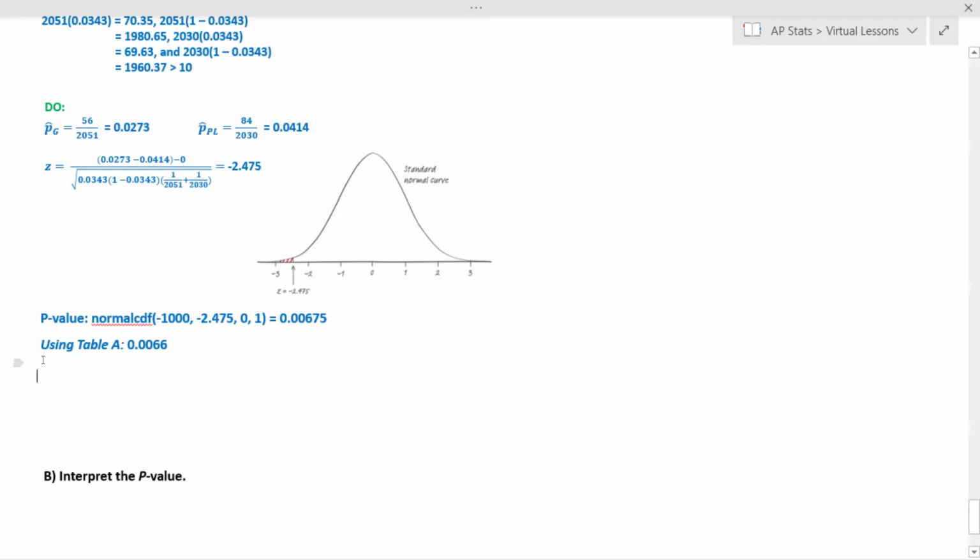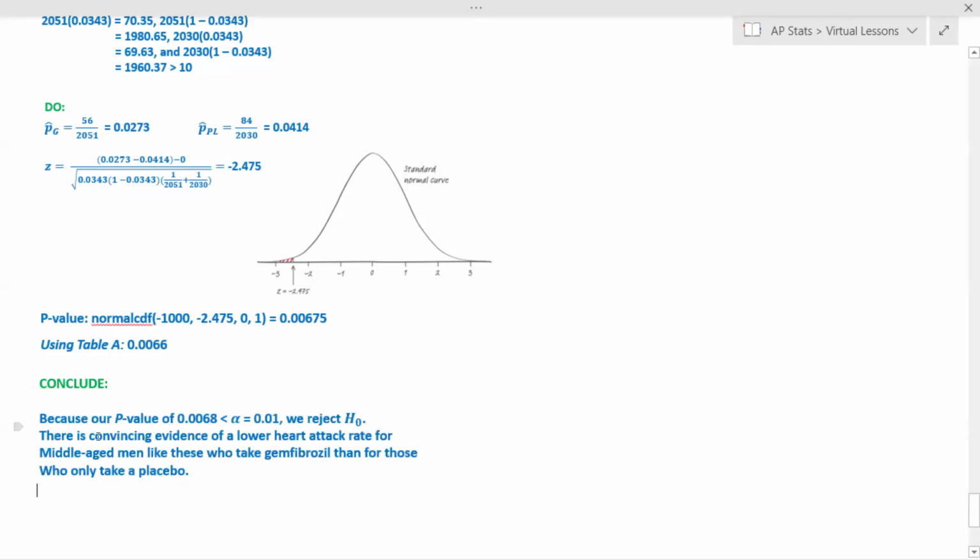And then finally, we want to do the conclude step, which is where we draw a conclusion based on our p-value. So remember, when we write the conclusion, we use that two-sentence structure. First one, you compare the p-value to the significance level and state whether you reject or fail to reject the null. And then you say in context about either having convincing evidence or not. So here, because our p-value of 0.0068 is less than our significance level of 0.01, we reject the null. There is convincing evidence of a lower heart attack rate for middle-aged men like those who take GEM than for those who only take placebo.